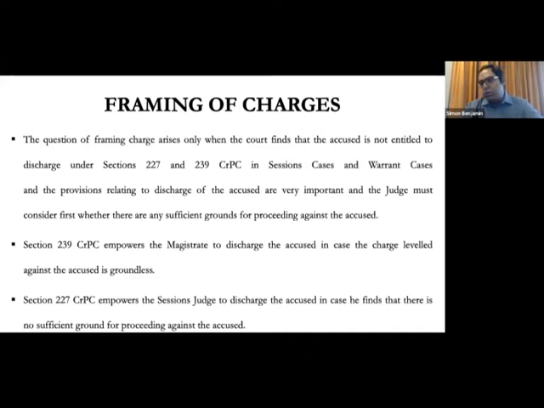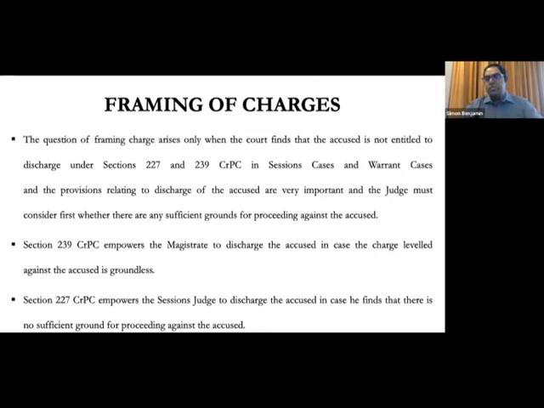So here they cannot produce facts of their own. They have to rely on the material that's already been collected by the investigating agency or presented by the complainant to make out a case on the basis of the record, to show that there is no basis for the court to proceed against them. So the test here is the prima facie test.